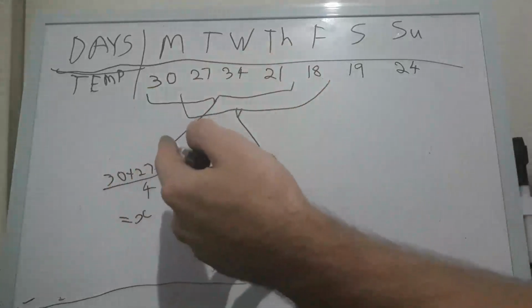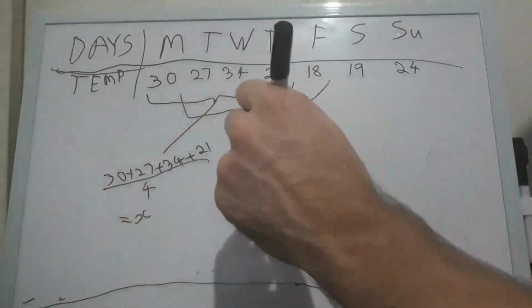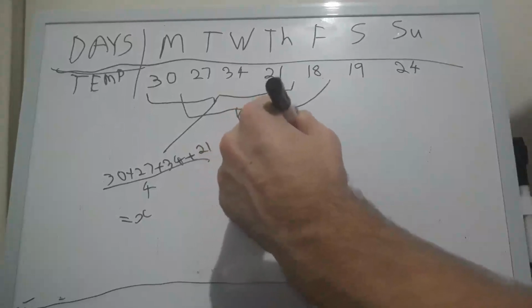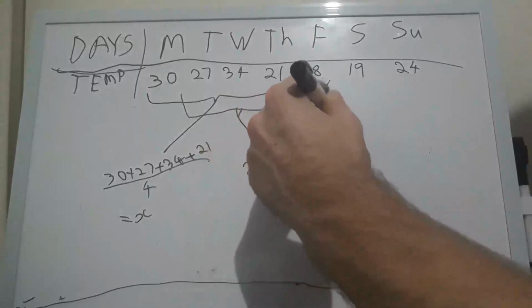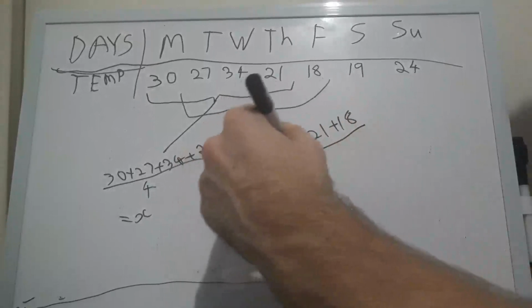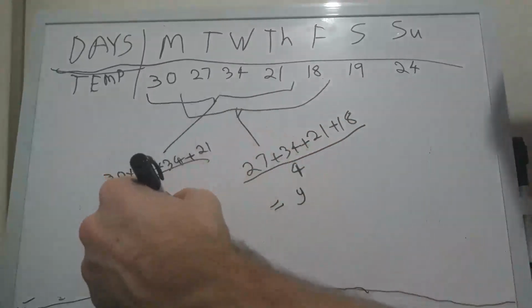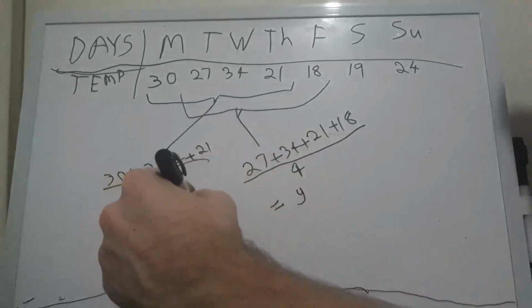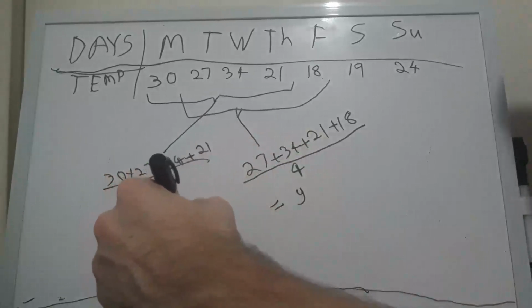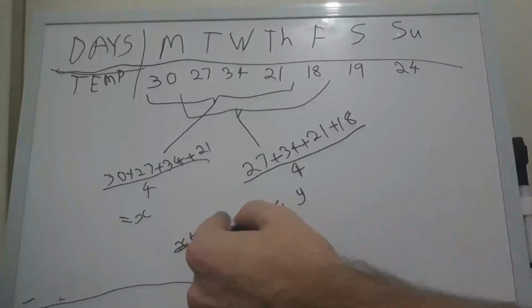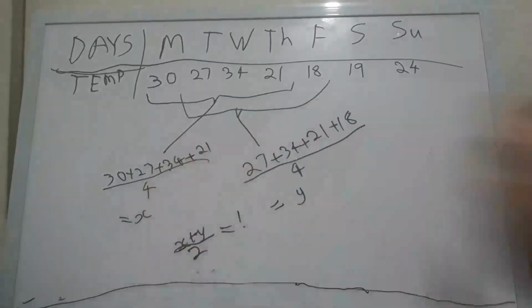I mean, you can chuck it into a calculator and work out what that is, but I'm not going to do that by hand now. And then you do 27 plus 34 plus 21 plus 18 divided by 4 to get your mean average of, let's say it's y. And then you would get your average of x and y. And whatever that is, that would be your answer.